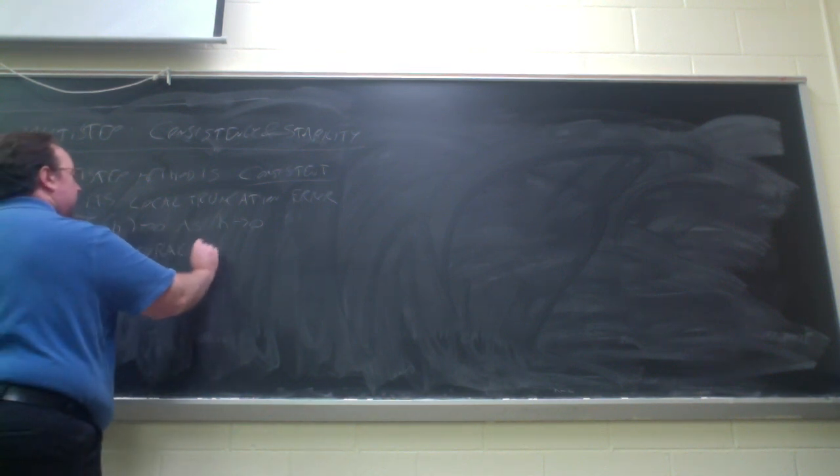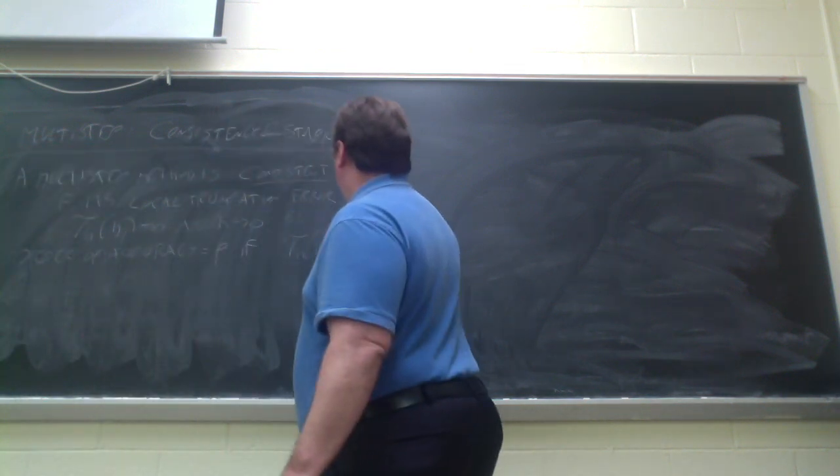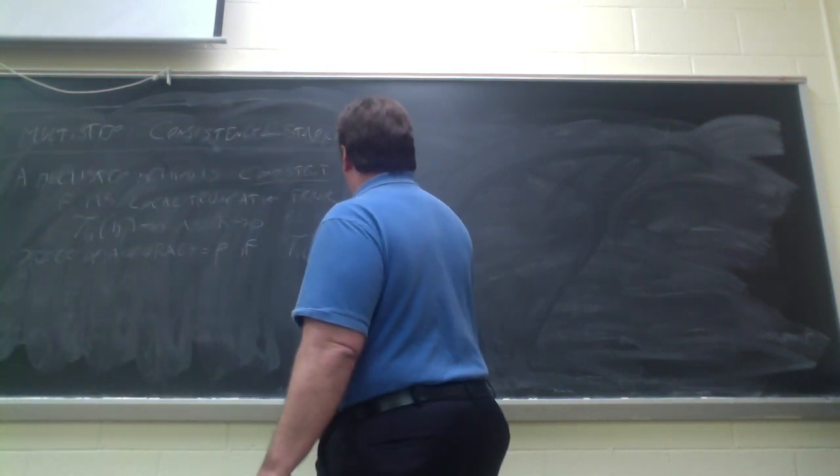And the order of accuracy is equal to p if the local truncation error is on the order of h to the p. In other words, if it can be bounded by a constant times h to the p, that's the order of accuracy.